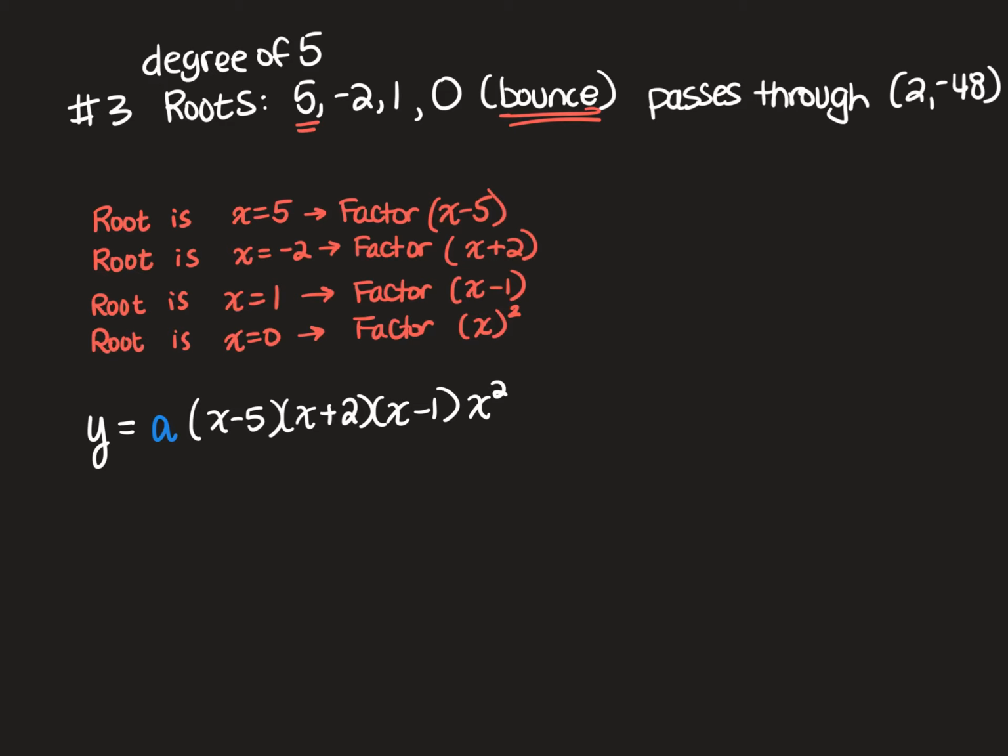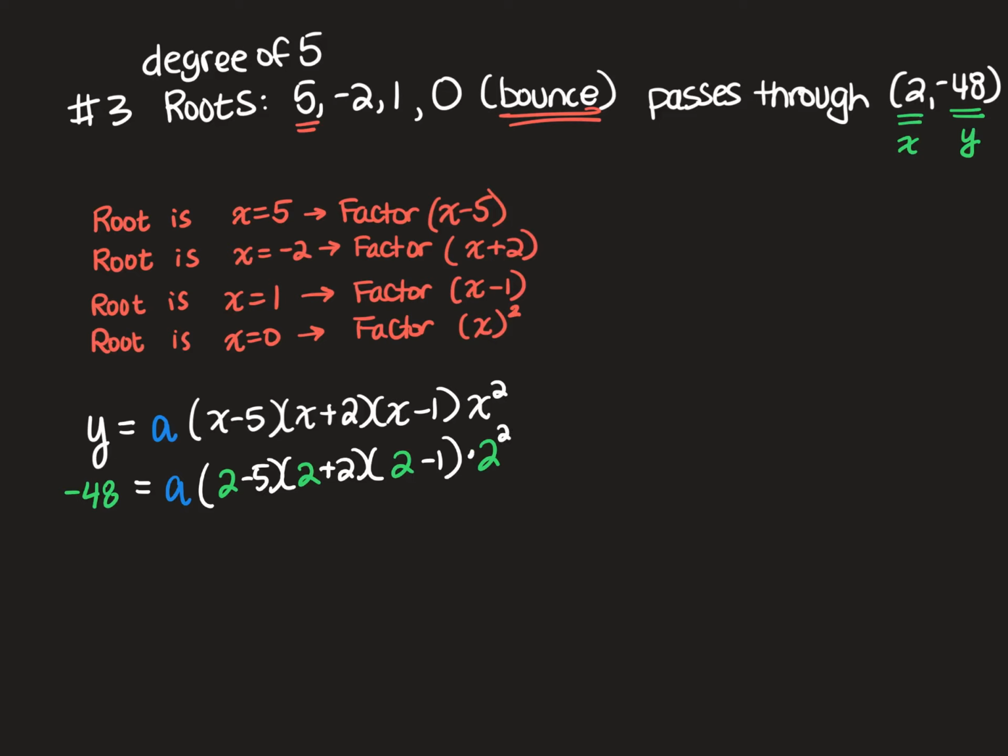The second piece of information that's really important here is this point. This gives us an x and a y that we can actually put into our equation to see what our stretch factor is going to end up being. So I'm going to put -48 in for y, and then I've got the rest of my equation just as is. Okay, a times, and then instead of x, I'm going to put in 2. So I'll have 2 minus 5, and then 2 plus 2, and then 2 minus 1, and then 2 squared. Put a little multiplication symbol there.